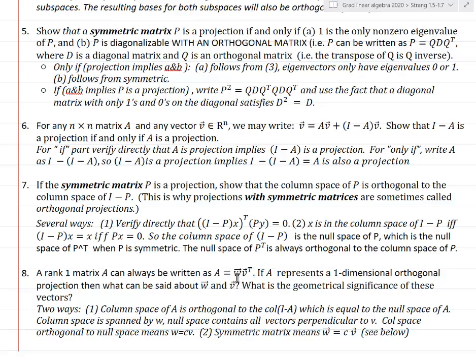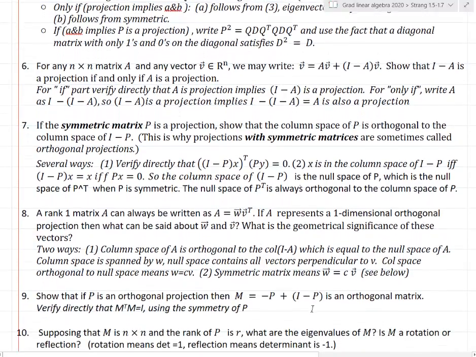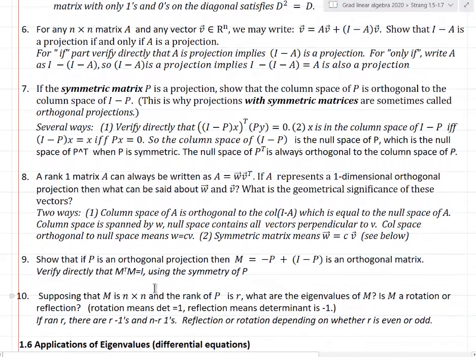Now we could actually have just used the symmetric matrix directly to show that W equals CV, and that's talked about in one of the problems below. So I think those are all right. So one more projection or two more projection problems. Okay. All right. Number 9, show that if P is an orthogonal projection, then M equals minus P plus I minus P is an orthogonal matrix.